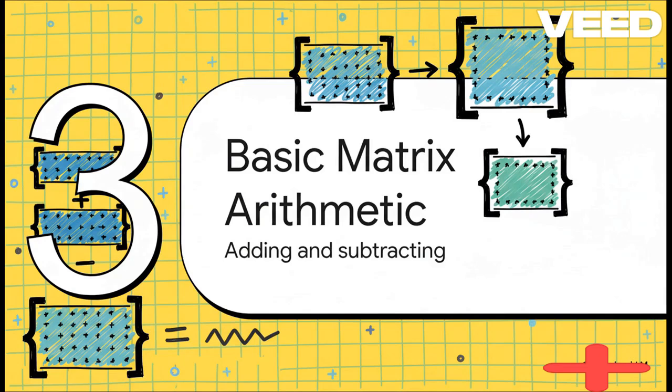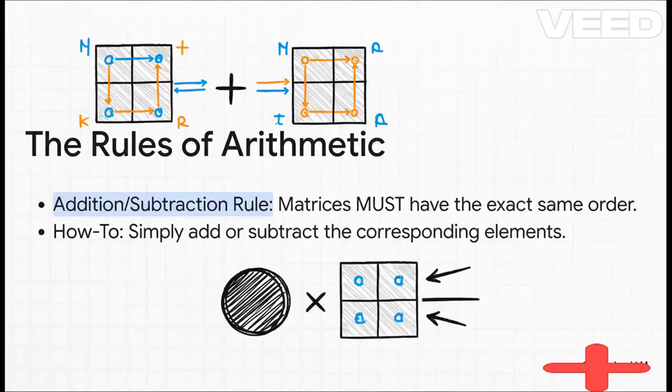All right, so we've met the players. Now let's see how to play the game. It's time to get into some basic arithmetic, how we can actually start doing things with these matrices. You're going to love this because the rules for adding and subtracting are so simple. There's really only one rule you have to remember. The matrices have to be the exact same size.